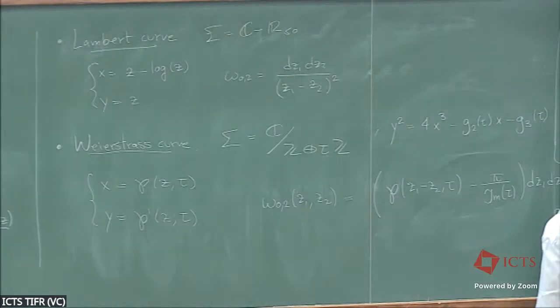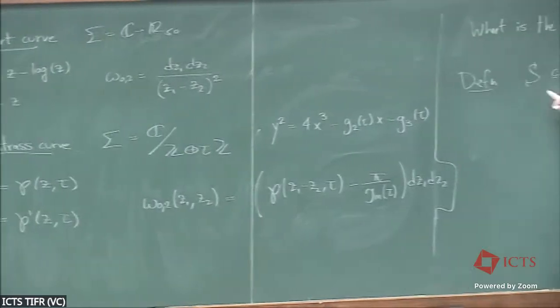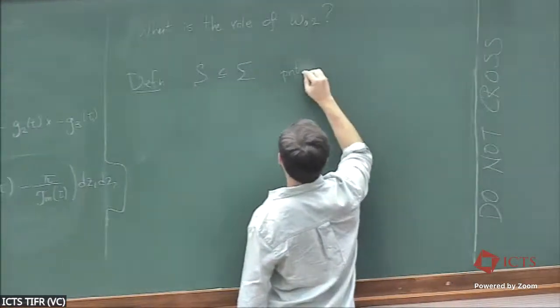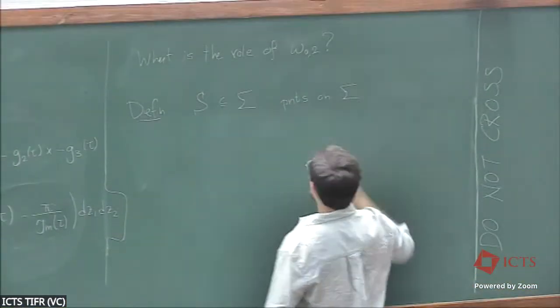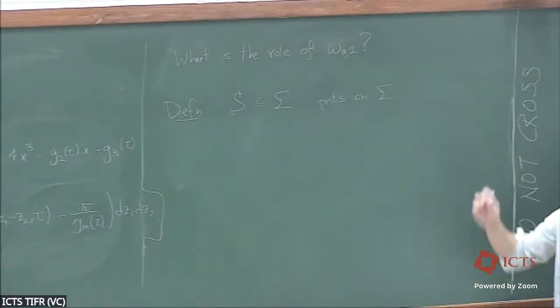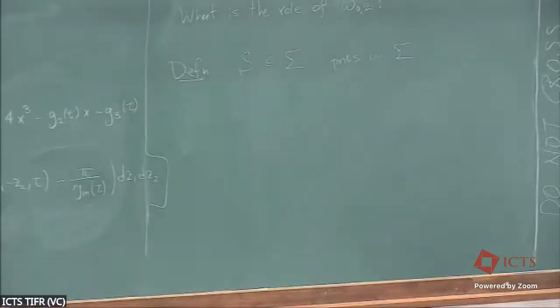So what I want to explain now is what is the role of this omega 0,2. And you will see that omega 0,2 is a very magic object. So well, let me start with a definition. So let's say given omega 0,2 that satisfies the property before, and let's also fix S, which is a finite set of points on sigma. It will soon be the set of ramification points, but what I'm about to say holds in general for any set of points.